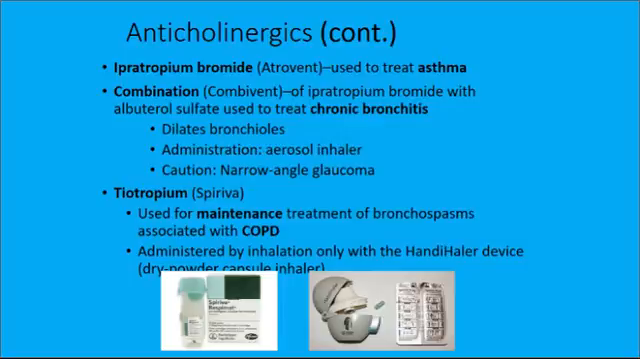The ipratropium bromide I mentioned in a previous lecture. It's used to treat asthma because it dilates the bronchioles. Combivent is the combination of the ipratropium and albuterol because they work in two different fashions in the lungs. The ipratropium is working as an anticholinergic, whereas the albuterol is the beta-2 selective. Spiriva is used for chronic COPD. They use it on a daily basis.